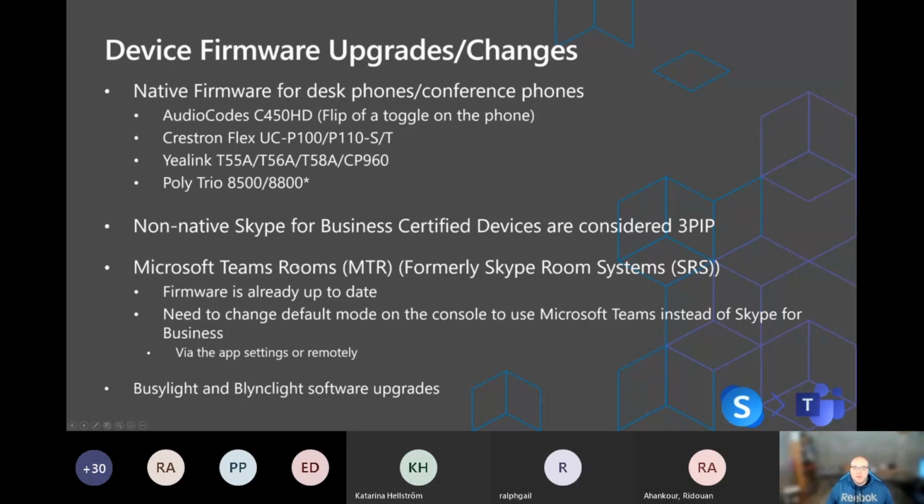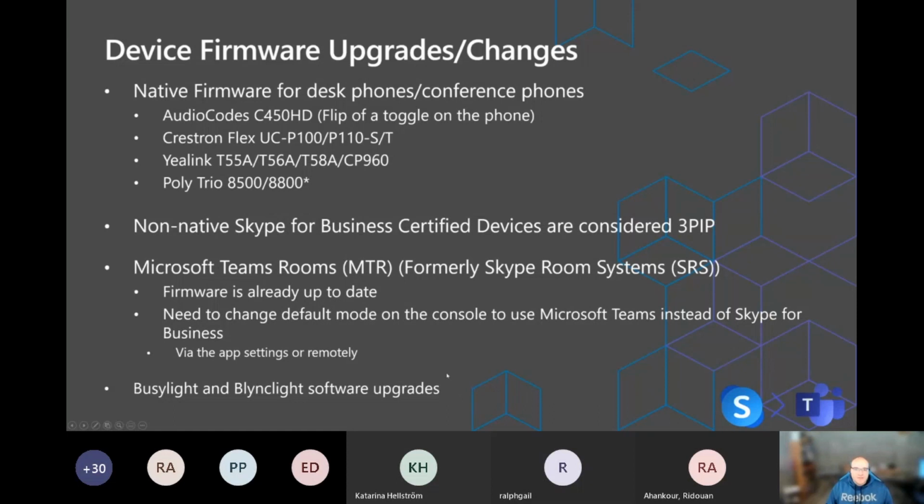And also, your Microsoft Teams Rooms systems do need to have a little bit of a change. Now, the firmware is already up to date on those. They are updated as soon as an update is released to the Microsoft Store. But you do need to change the default mode on the console to use Microsoft Teams instead of Skype for Business. And you can do that via the app settings or a small configuration XML you can place in a specific root directory on the MTR itself. So if you do that via a remote file share or something, you can apply that. And as soon as the device reboots at 2:30 a.m., it'll go ahead and apply those settings.